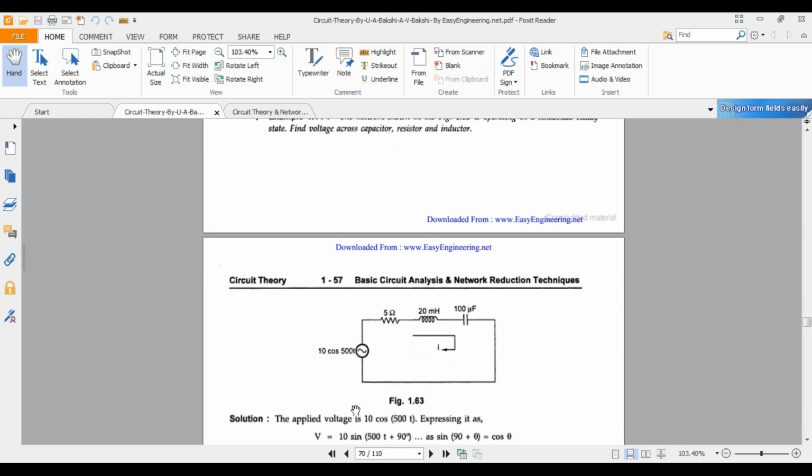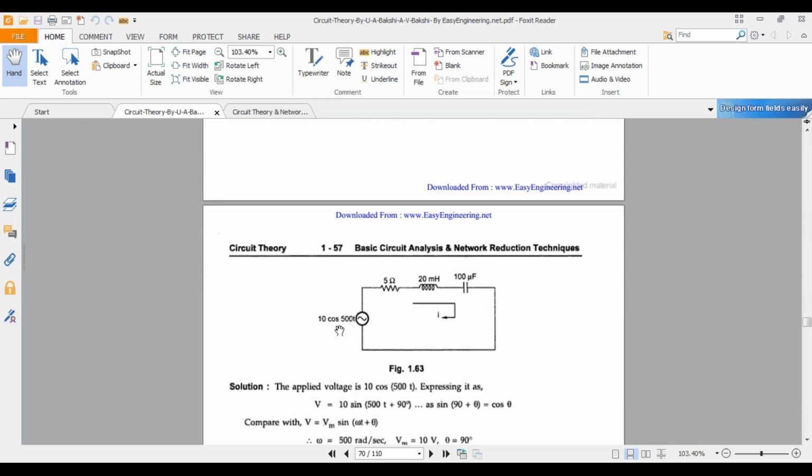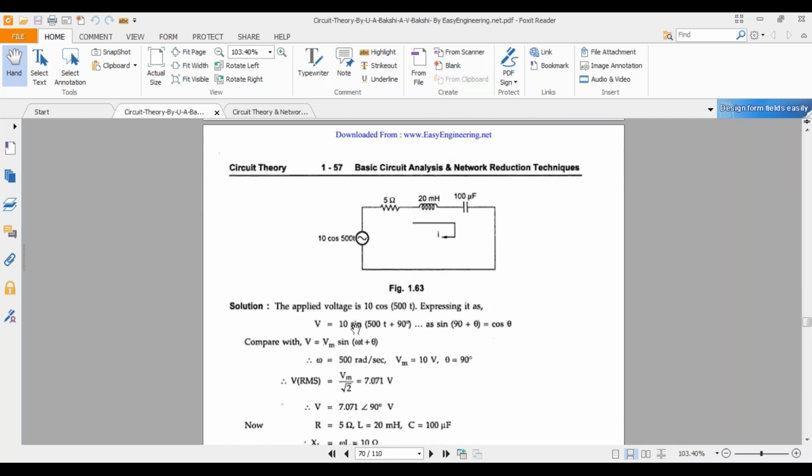the input voltage applied is equal to 10 cos 500t, so that omega is equal to 500, and this cos function is to be converted. Now this cos function can be converted into a sine function as sin(omega t plus 90 degrees). We can convert this cos into a sine.